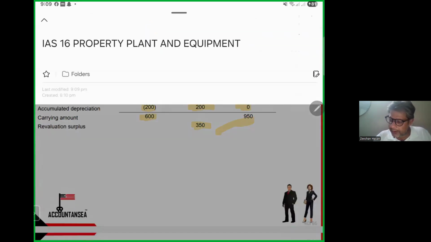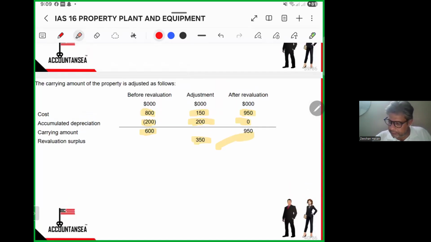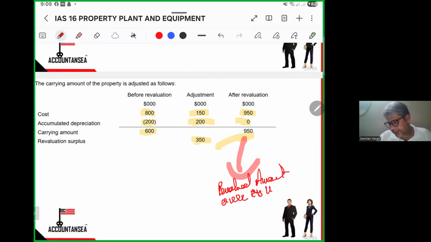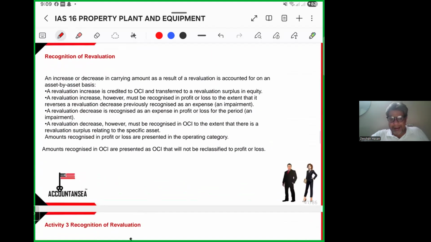So now when its value is 950, the asset will be depreciated on its revalued amount over its useful life. Whatever the life is remaining, it will depreciate on that. Okay. So how do we do the recognition of revaluation?